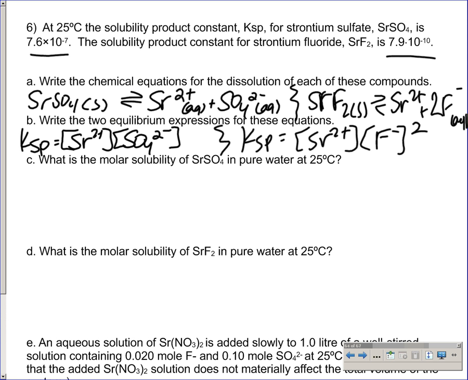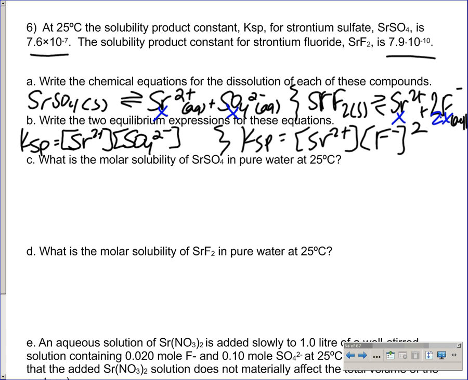What is the molar solubility of SrSO4 in pure water? What's the molar solubility of SrF2 in pure water? What are we swapping for both of these? X. We're swapping for X. Okay, so we have the setups. How many X's is this worth? 1X, and this one? 1X. This one? X, and this one? 2X. So all we're going to do is use these X's, put them here, these X's, put them here, and solve for X.